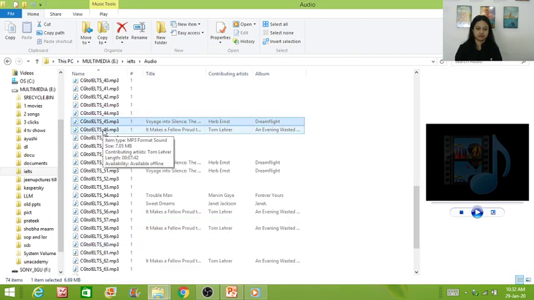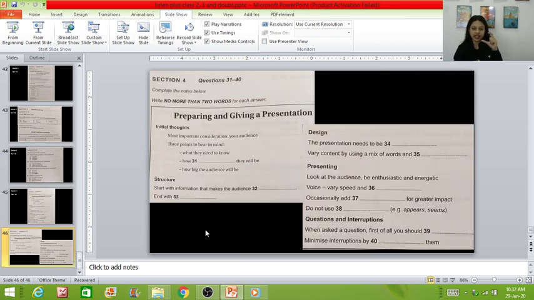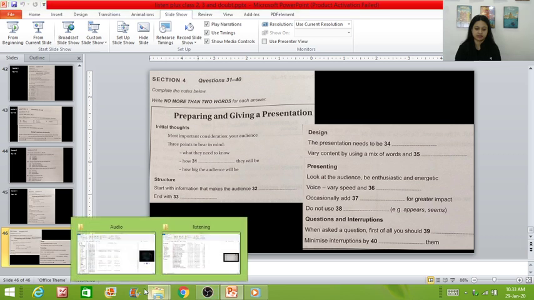Now turn to section 4. Okay, so the last section, what you have here, pay attention to the instructions, complete the notes below, no more than 2 words, okay? And the first picture is a little bit zoomed in, so I have another slide where I have zoomed out. I have another slide where I have a zoomed in picture, so you can look at everything clearly, okay? So this is your section 4.